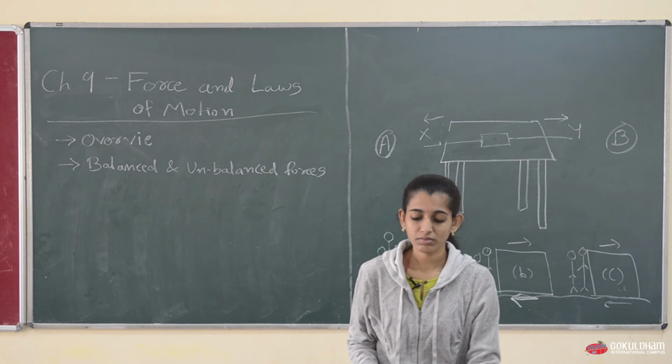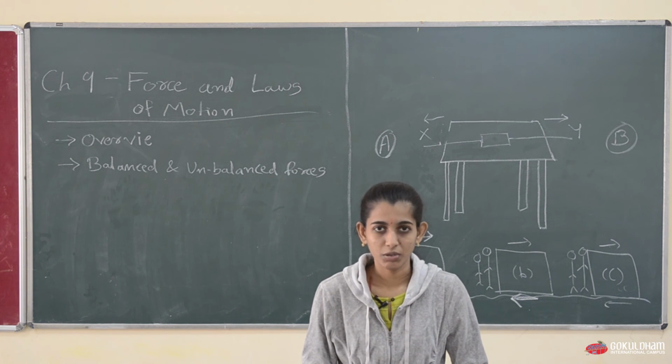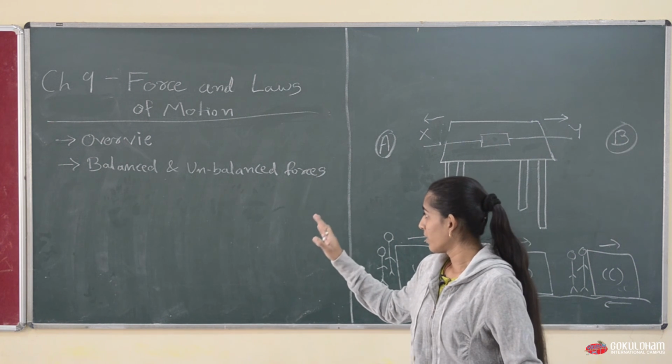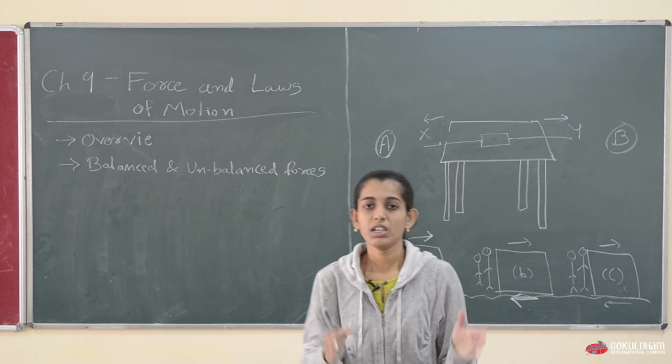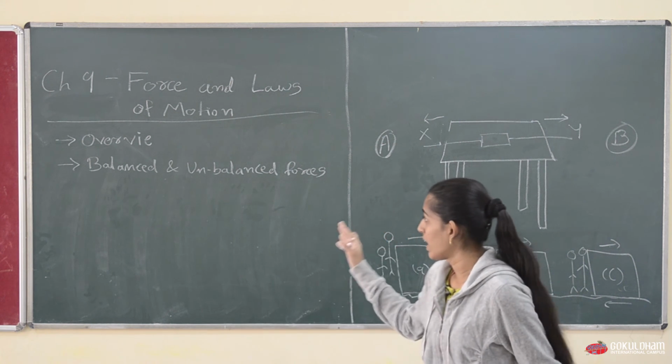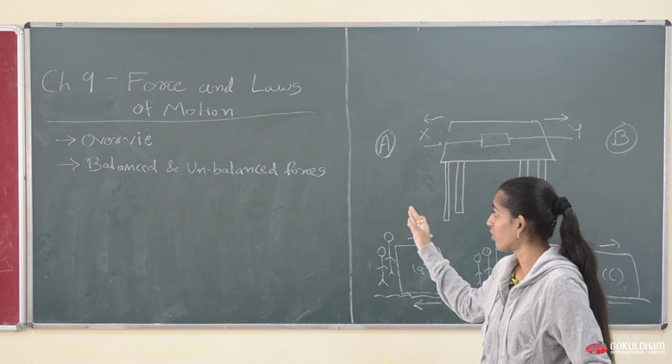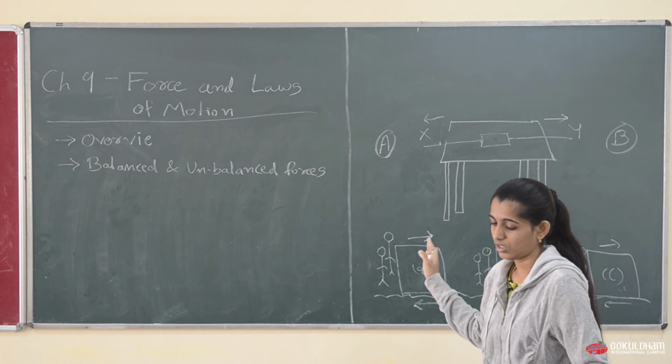So this was it for today. We covered the overview of balanced and unbalanced force. Balanced force means the applied force is equal on both sides, while unbalanced force means more force on one side and less force on the other side.